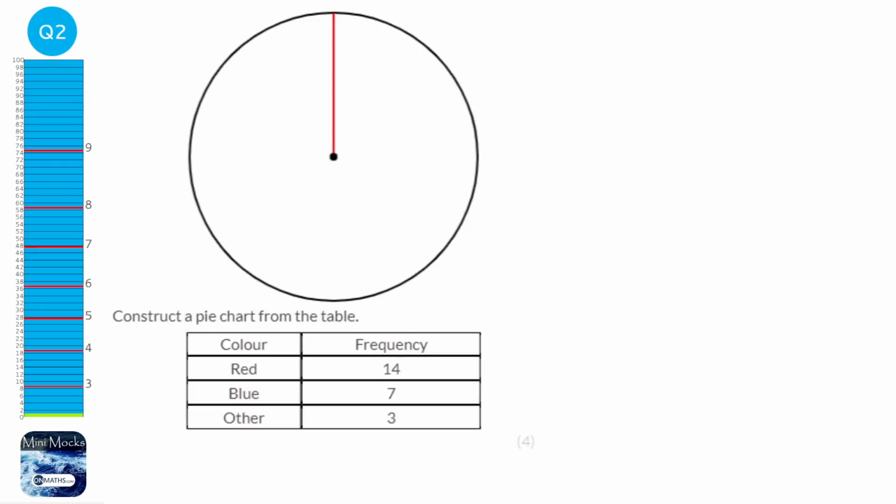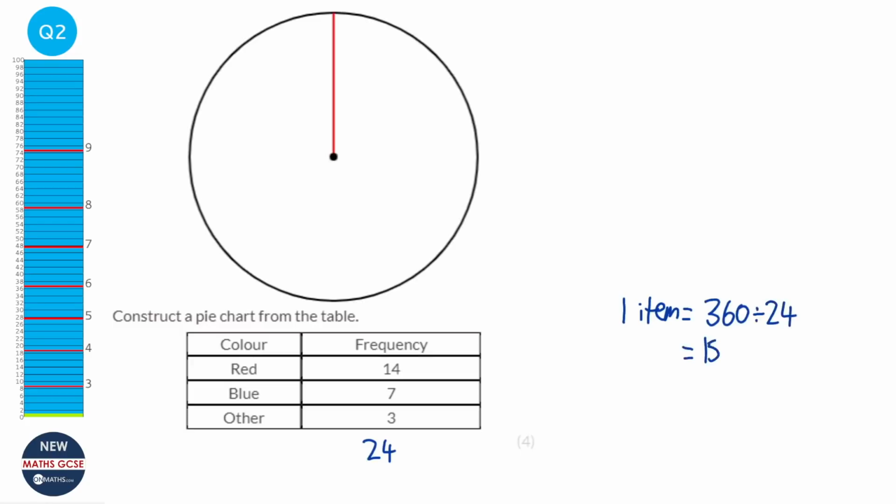The first thing to do when working out what angle things need to be on a pie chart is to add up the frequencies. So we're going to do 14 plus 7 plus 3, and we find out that that's 24. Then we're going to find the angle that one item would be. Well, there are 360 degrees in a circle, and there are 24 items. So we're going to do 360 divided by 24. And that gives us 15 degrees. So each item is worth 15 degrees, or will take up 15 degrees.